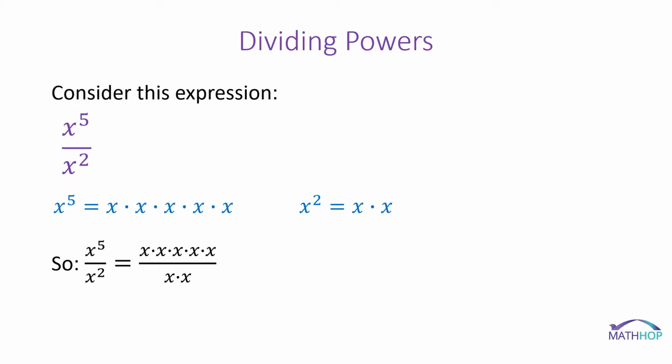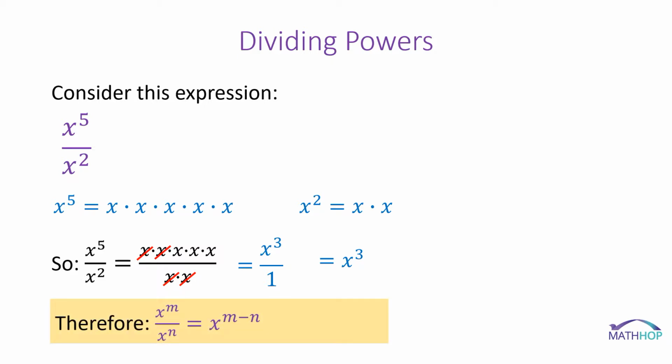We can then divide out the 2 factors of x in the denominator with 2 of the factors of x in the numerator. So x divided by x is 1 and x divided by x is 1. This leaves us with 3 factors of x in the numerator and 1 in the denominator. X cubed divided by 1 is simply x cubed. So what this illustrates is if we are dividing two powers with the same base, we simply subtract the powers.